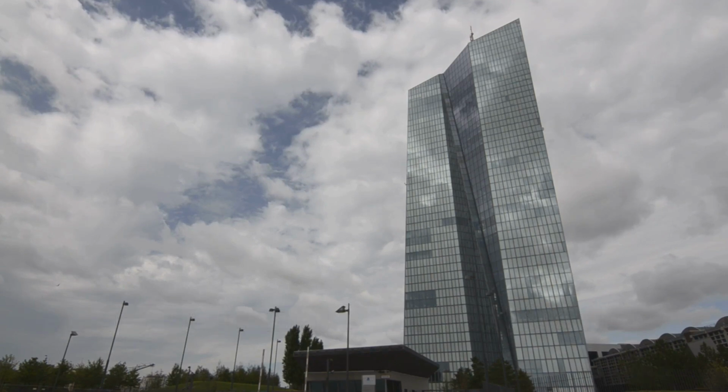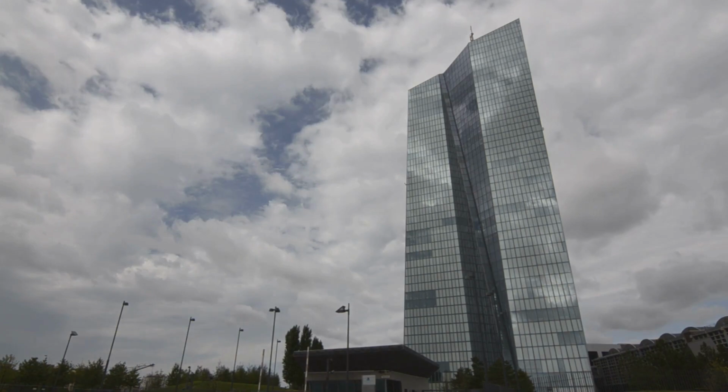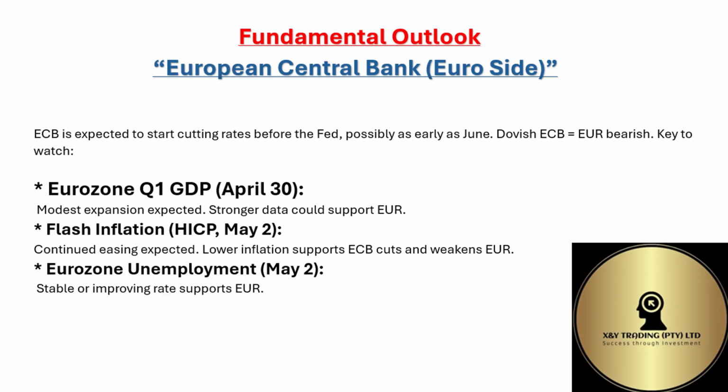The European Central Bank is expected to start cutting rates before the Federal Reserve, possibly as early as June. A dovish ECB usually means the euro is bearish. Here are some key things to watch. First, the Eurozone first quarter GDP on April 30th, modest expansion is expected there. If the data comes in stronger, that could actually support the euro.